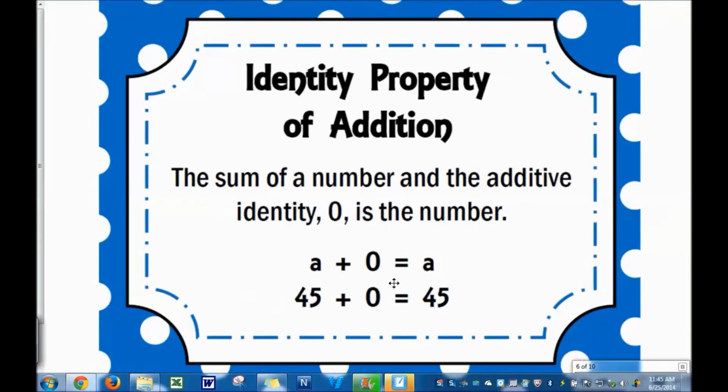The identity properties basically tell you that you're going to get the same thing that you started with, that the operation does not change the number. The sum of a number and its additive identity, 0, is the number. Don't confuse this with the additive inverse. We'll look at that next. So A plus 0 is A, just like 45 plus 0 equals 45. Some of the easiest adding you originally did in elementary school.